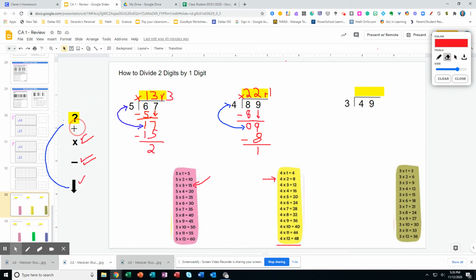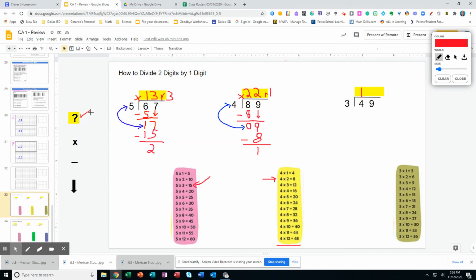Let me erase all this so we can start all over fresh and clean. So the question again, step 1. Whatever we get, because it's highlighted, everything goes on top. So how many 3s fit into 4? 1, right? Because 2 is 6. We don't want to go over. So 1 is the answer to my question.